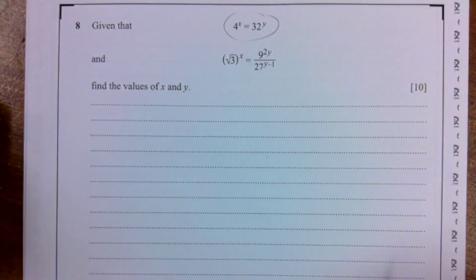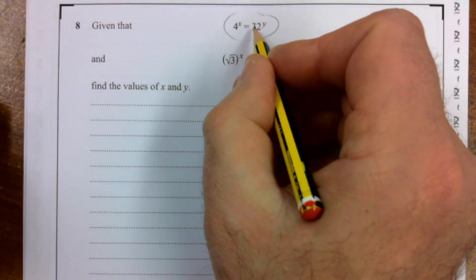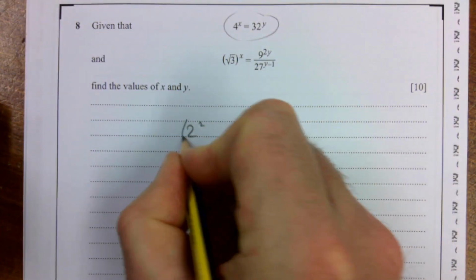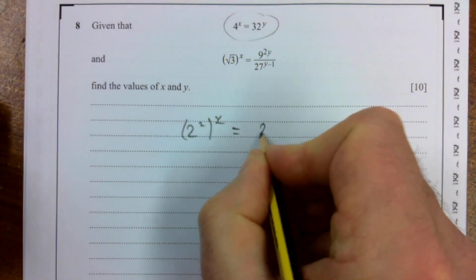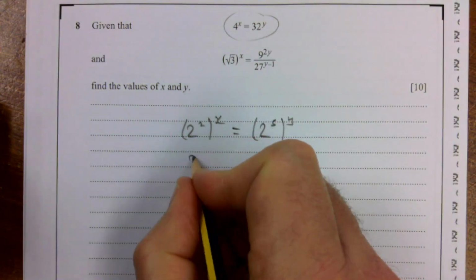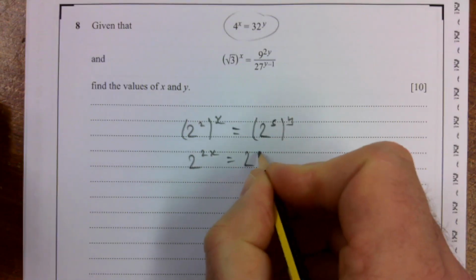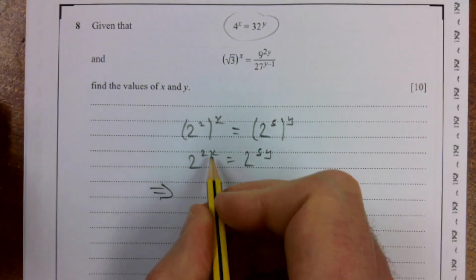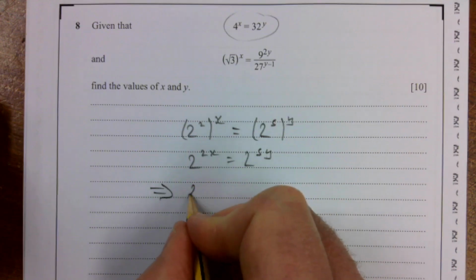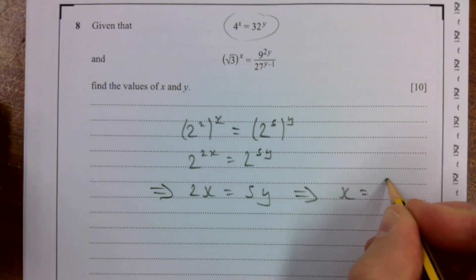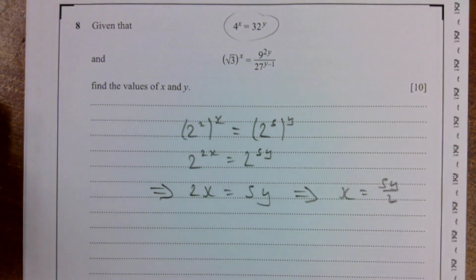So this first one here, the secret to this is getting everything to the same base number. So we're trying to get everything to be a 2. So I'm going to rewrite this: 2 squared, to the power of x, equals 2 to the power of 5y. So that gives me 2 to the 2x equals 2 to the 5y. And at that stage I can put the two powers equal to each other because the bases are the same. So 2x is 5y, and if you want, x is 5y over 2, although we might rearrange it at some other stage. So that's one of our equations anyway.